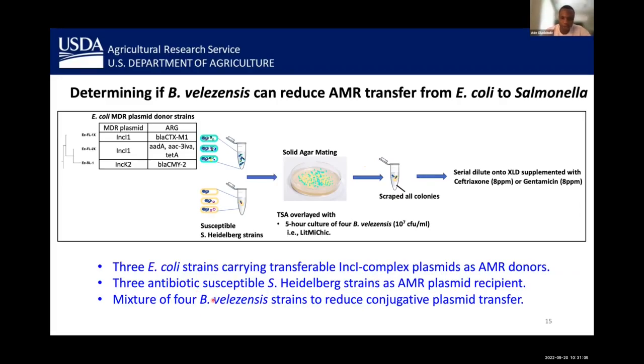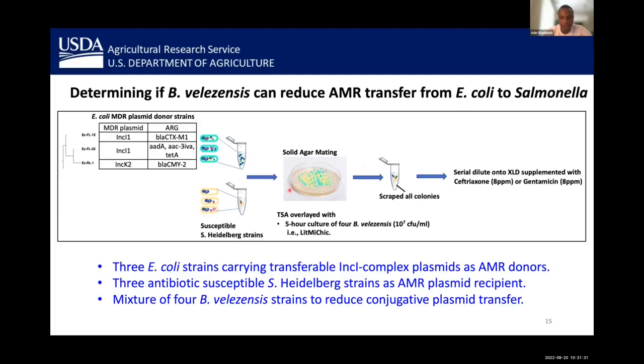Then we're using a mixture of B. velezensis strains to reduce conjugative plasmid transfer. And this is just a diagram to show what is happening here. So we have each of these E. coli donors, they have several resistance genes here. The three of them, we combine them and put them in a tube. The susceptible strains do have small plasmids, but none of them carries antibiotic resistance. So we have our recipient strains.